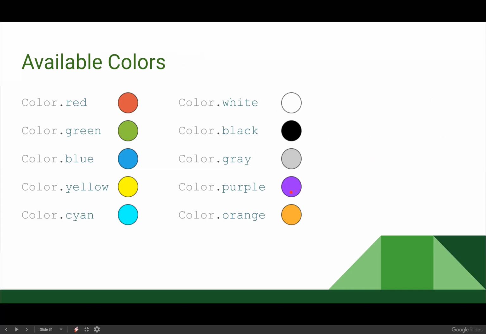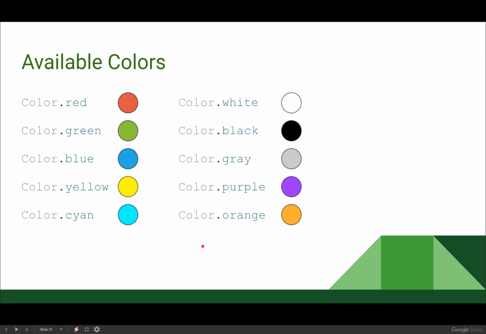So this is the list of available colors. We have color.red, green, blue, yellow, cyan, white, black, gray, purple, and orange. All of them are being referenced from the color with a capital C. So color.red, color.green, etc. And this is the actual color within our program that those are going to store.